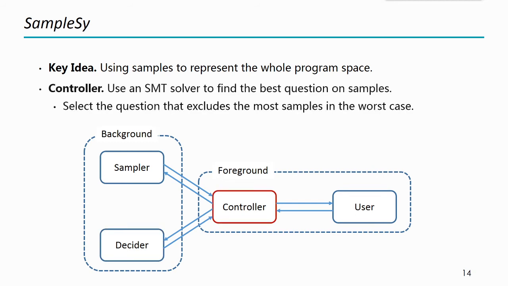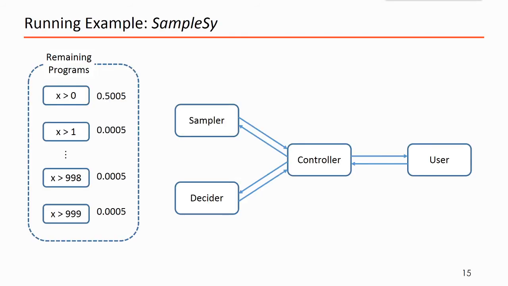The controller receives samples from the sampler and selects a question according to Minimax branch strategy. It is based on an SMT solver, and it always selects the question which excludes the most samples in the worst case. We still take the previous synthesis task as an example and assume the prior distribution is a distribution concentrating on x greater than 0.